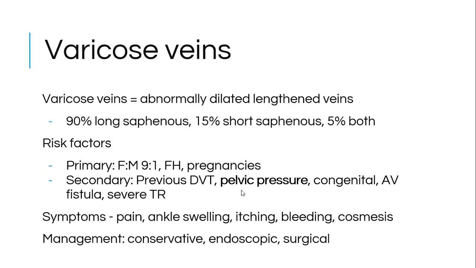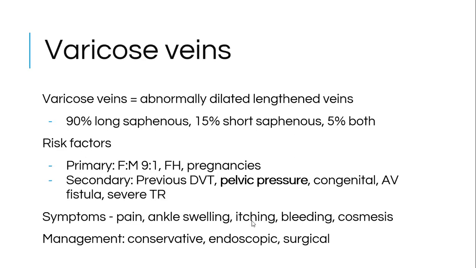So that can be anything from pregnancies, which we've put under primary because people don't like it being under secondary, but also things like cancers or increased abdominal pressure for whatever reason. You can also have them congenitally. You can also get an arteriovenous fistula, so a connection between the artery and the vein, or any severe tricuspid regurgitation. In terms of symptoms, people can have some pain, some swelling, especially around the ankle. It can be itchy, it can bleed. Generally, people are concerned because of cosmesis, because of how it looks.